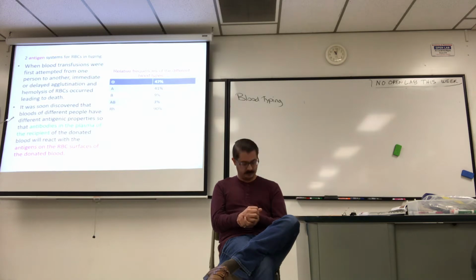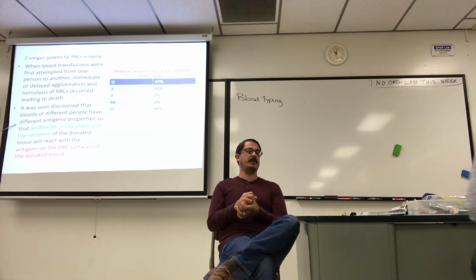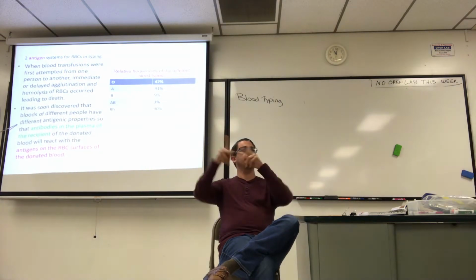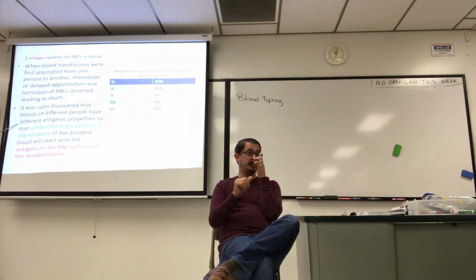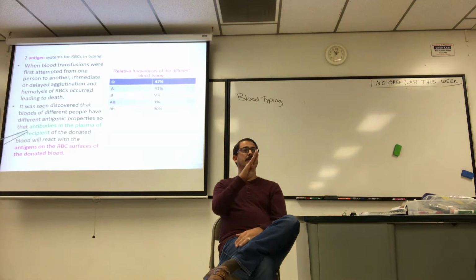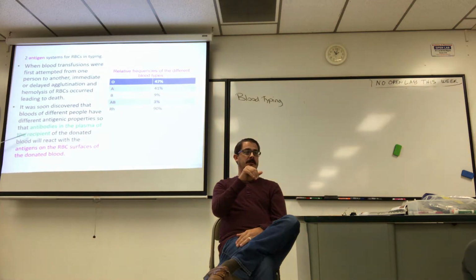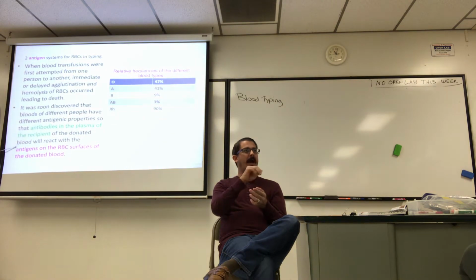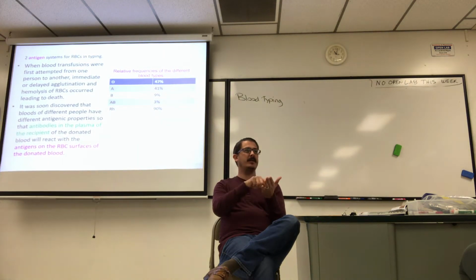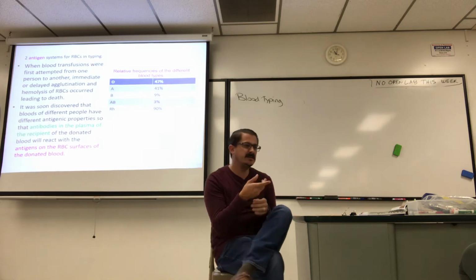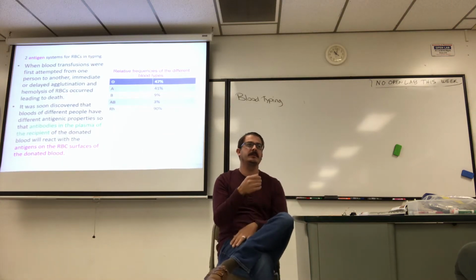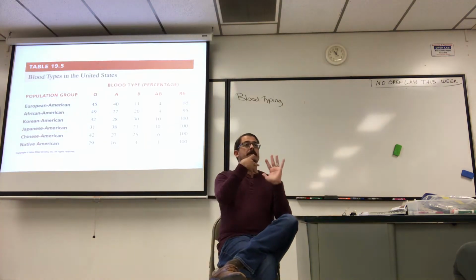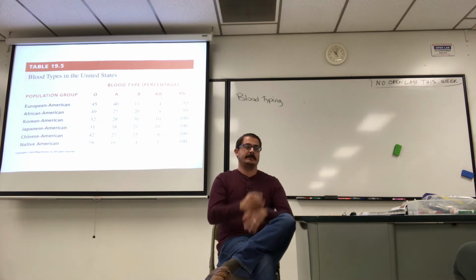Well, it was soon discovered that bloods of different people have different antigenic properties. These are little microscopic surface molecules on your RBCs that can react with antibodies in the plasma of the people who receive your blood. So the recipient's antibodies will react with the antigens on the RBC surfaces of the donated blood. So here's a table of the blood types, by population group.